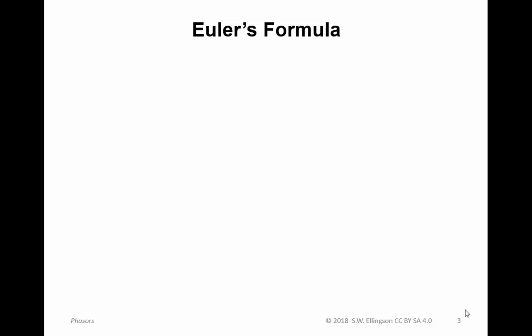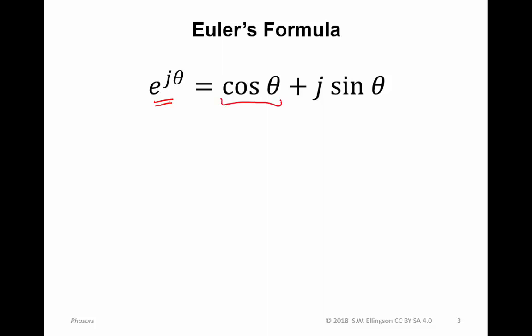So let's begin with Euler's formula. Here it is: e, the constant e, raised to the power j times theta, where theta is just some variable, is equal to cosine theta plus j times sine theta. And of course j here is by definition the square root of -1. That's Euler's formula. It's really the basis for everything we're going to do in this lecture.